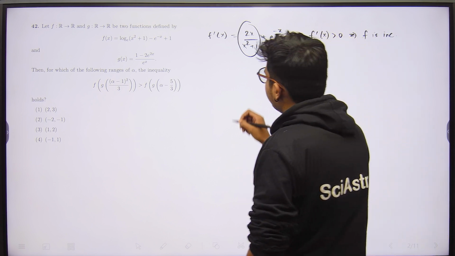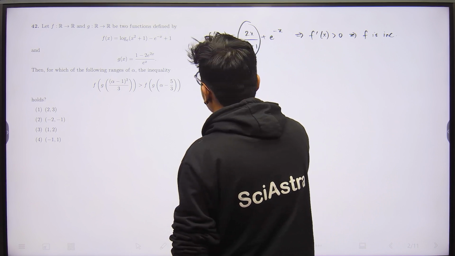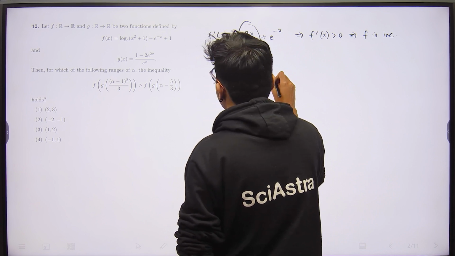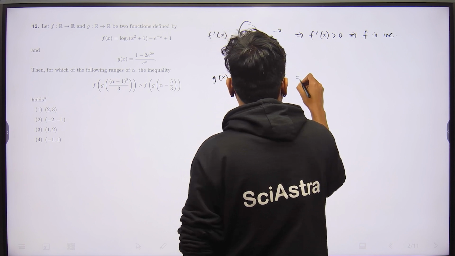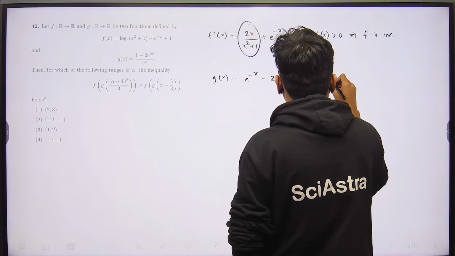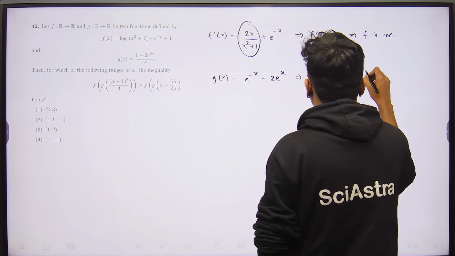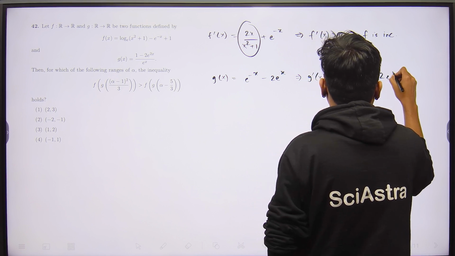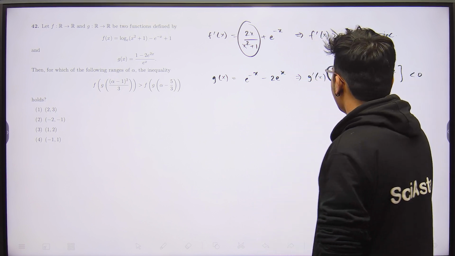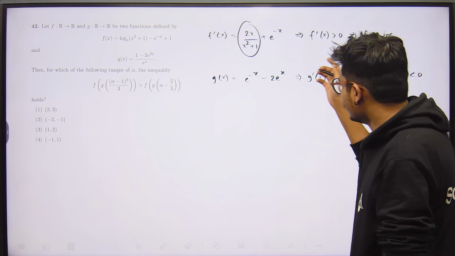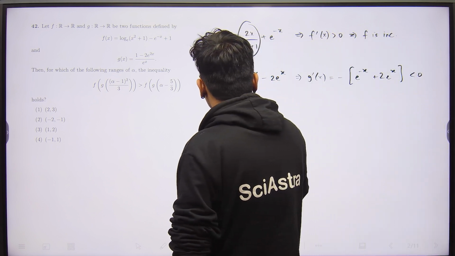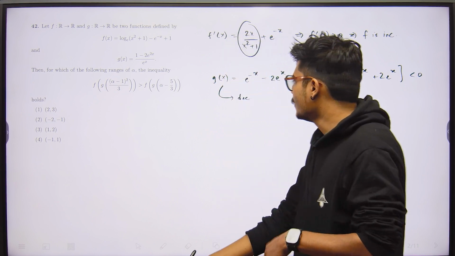Now if I look at g x, what is it? If I differentiate, I get e power minus x minus 2 e power x, right? Which implies g prime x should be minus of e power minus x plus 2 e power x, right? Which is strictly negative because e power minus x and e power x are both positive, right? Which means this function g has to be a decreasing function, okay? So we got that.